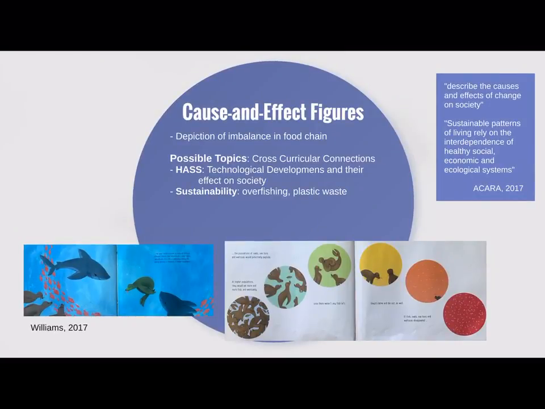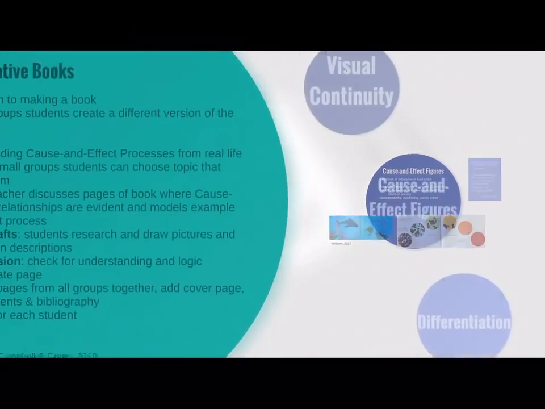These create connections between beings or things and show what happens when factors are altered. Again, this activity lends itself to connecting with other areas of the curriculum, especially HASS and the cross-curricular priority of sustainability. Possible topics would be the effect technological developments have had on society or the effect of overfishing on marine life. This teaching strategy of collaborative books provides space for differentiation.